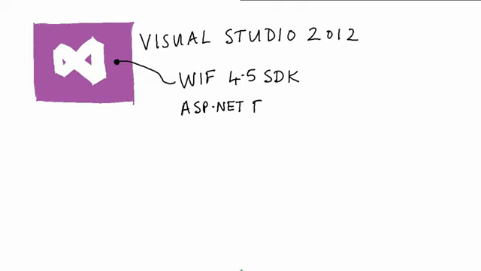If you're a developer using Visual Studio 2012, you can implement the protocols yourself, but by far the easiest way is to use the libraries supplied by Microsoft. You'll want to install the Windows Identity Foundation 4.5 SDK, the WIF 4.5 SDK, and then the ASP.NET Fall update for Visual Studio. This massively simplifies the process of making an application Azure AD aware.